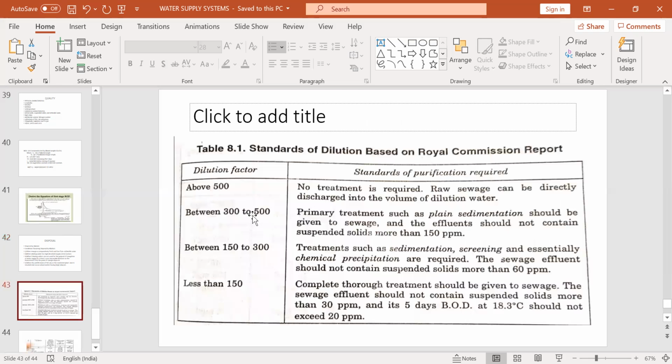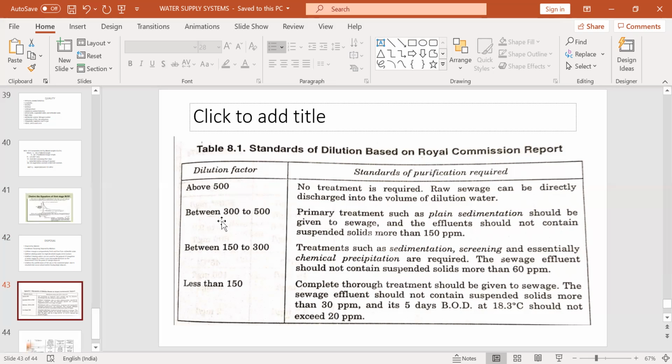Now let us get into some standards of dilution based on the Royal Commission report. Okay. Now see, on the left side, this column you are giving the dilution factor and what is the standard of purification required. If the dilution factor is above 500, that means the water body on which the sewage is to be disposed contains a huge amount of water, like an ocean. So obviously, the dilution factor will be much higher, more than 500. Then no treatment is required. Raw sewage can be directly discharged into the volume of dilution water. Without any treatment, you can directly dump the sewage into that water source.